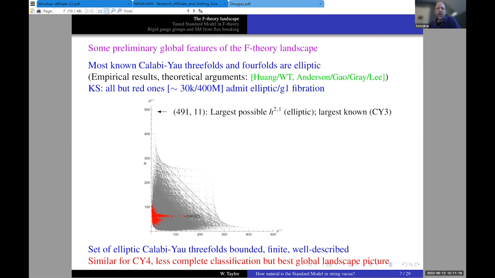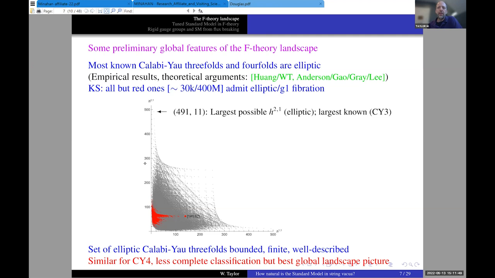But we still don't know whether the number of Calabi-Yau threefolds or fourfolds are finite. On the other hand, we know that there are a finite number of elliptic Calabi-Yau threefolds and fourfolds, that was shown by Mark Gross based on some work of Antonella Grassi for threefolds. And for fourfolds more recently, there's been some nice work also showing this in the mathematical literature. So we know that there are a finite number of elliptic Calabi-Yau threefolds or fourfolds.